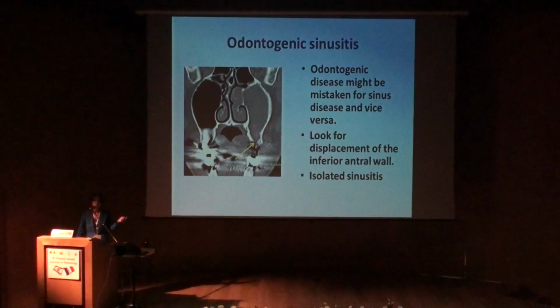So the issue of odontogenic sinusitis is interesting because odontogenic disease might be mistaken for sinus disease and vice versa. If somebody comes with painful teeth, it might be from the tooth. It might be from a sinus disease, or it might cause a sinus disease. And this is the case of a sinusitis that developed after a tooth extraction from the maxillary sinus, which created an oral maxillary fistula and chronic sinusitis in the maxillary sinus.